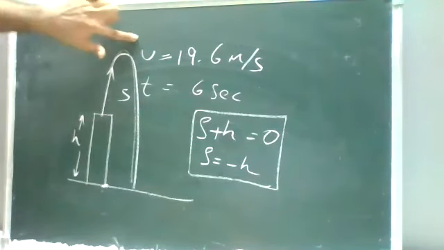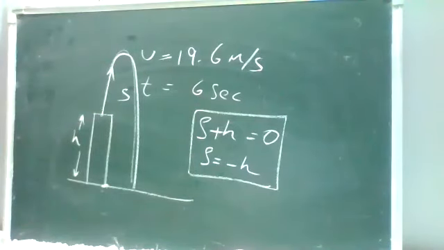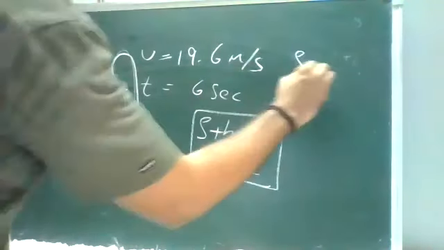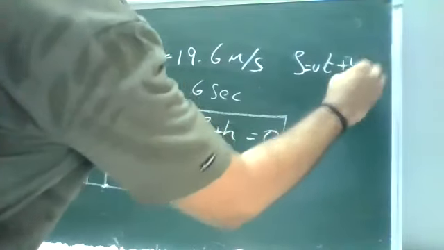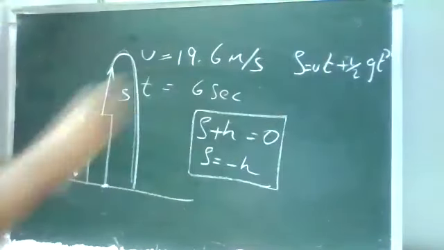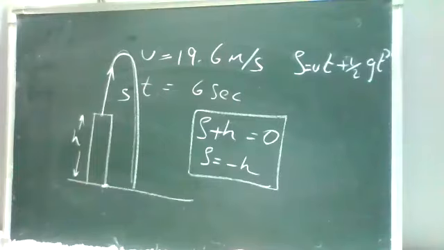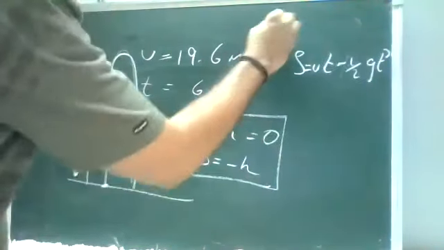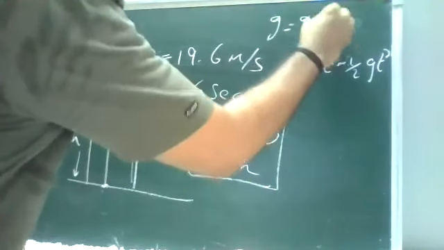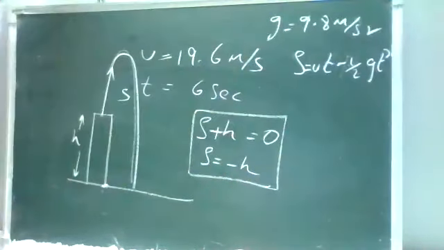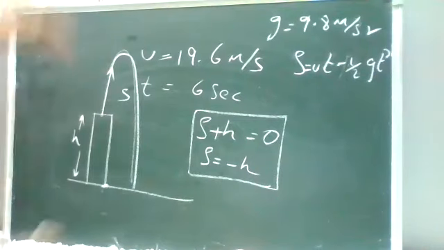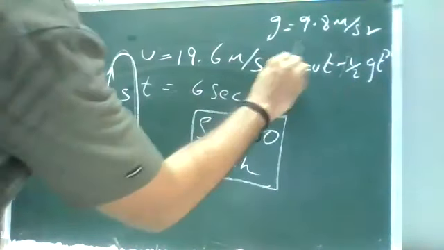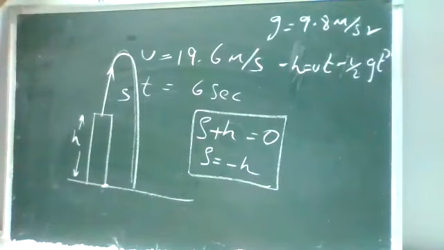Now we know the initial velocity, time period, and the displacement. From the relation, S is equal to UT plus half GT square. But acceleration due to gravity is in the opposite direction, so it is minus. Take G as 9.8 meter per second square. So S is nothing but minus H.